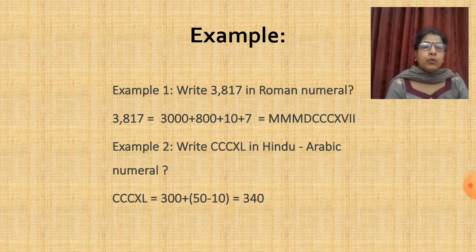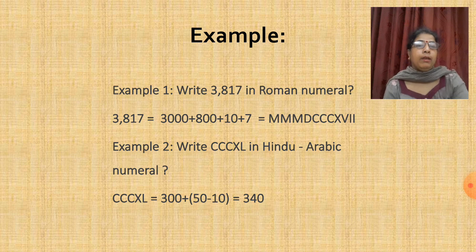Example number 2. Write CCCXL in Hindu Arabic numeral. How will we write this? What is the value of C? 300 plus XL, how much? 50 minus 10, that is 40. So CCCXL is equal to 340.